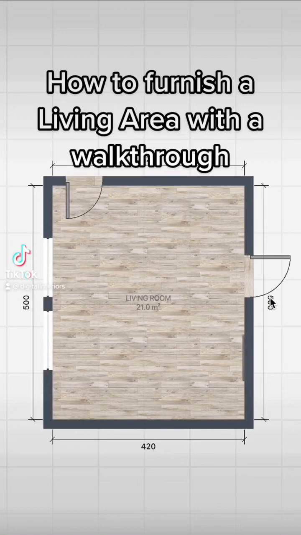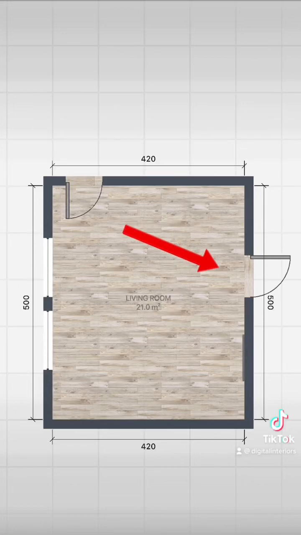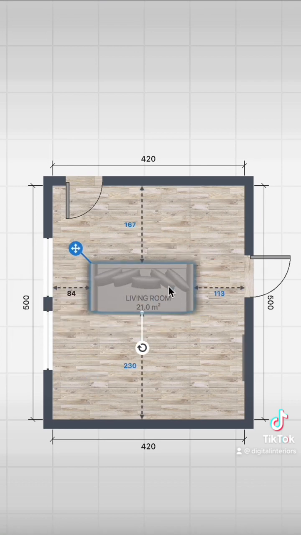This is how you can furnish your living room with a walkthrough. So the red area shows the traffic area, which means the quiet area will be on the lower part of the room. So we will place the couch at that area.